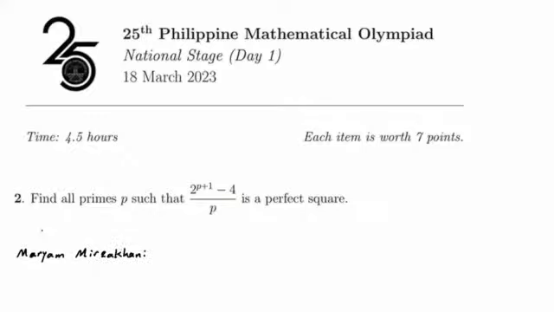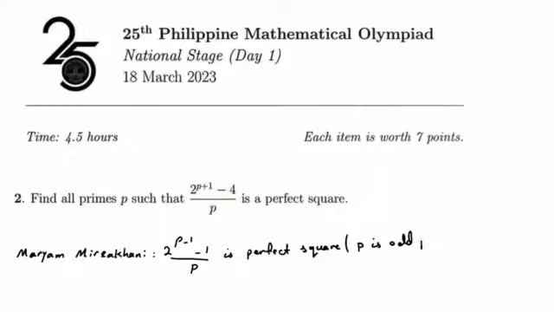It is, I think, from around 15-20 years ago, the book. The problem is exactly similar, and the idea, the solution also similar. The problem was this: (2^(p-1) - 1)/p is a perfect square, and p is an odd prime number. Find all p.